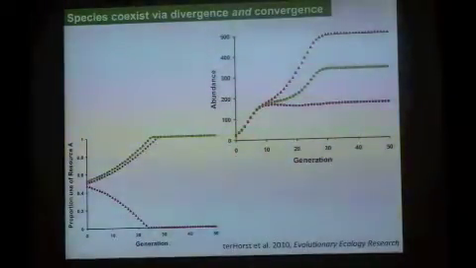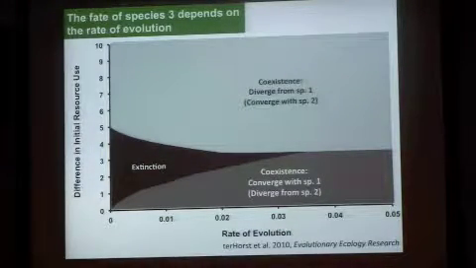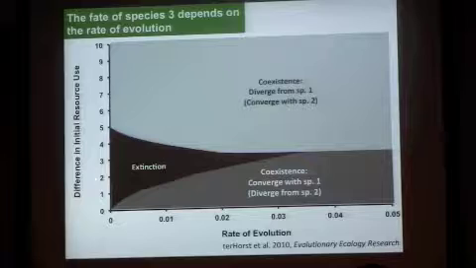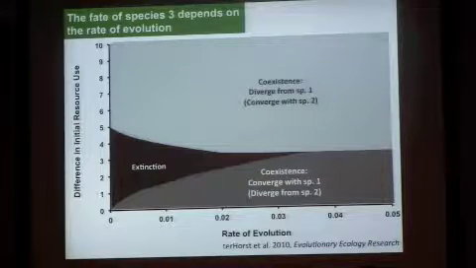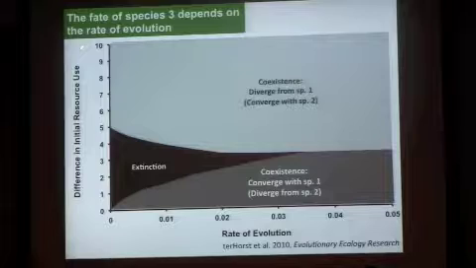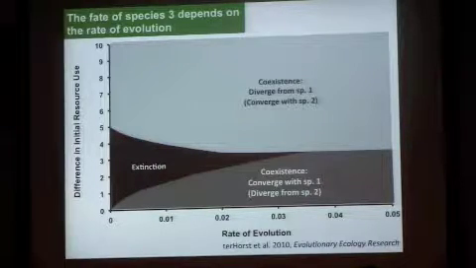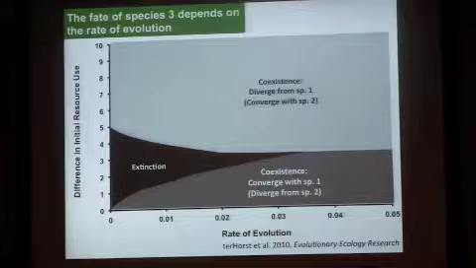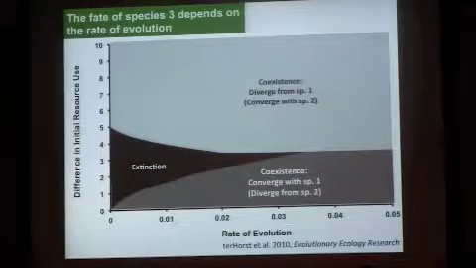So we can also change where we start species on this y-axis. Here species start out very similar to one another, but we can change where we put that purple species and look at the fate of that purple species based on where we start it. On this y-axis is the difference in the initial resource use. So this would be very similar species, and these would be very different species. This is the fate of that purple species. And on the x-axis here is the rate of evolution. So this is slow evolution, fast evolution, relatively fast.